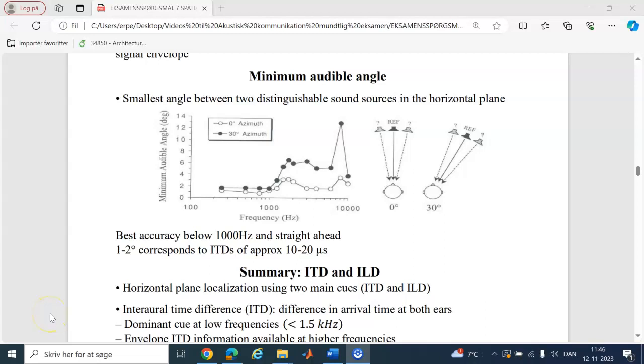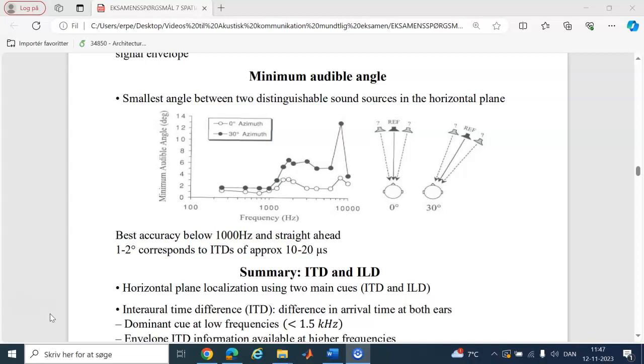Minimum audible angle: the smallest angle between two distinguishable sound sources in the horizontal plane. Best accuracy is below 1000 Hz and straight ahead. 1 to 2 degrees corresponds to ITDs of approximately 10 to 20 microseconds.